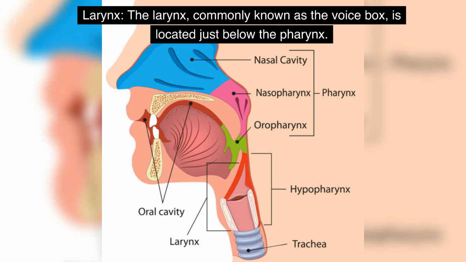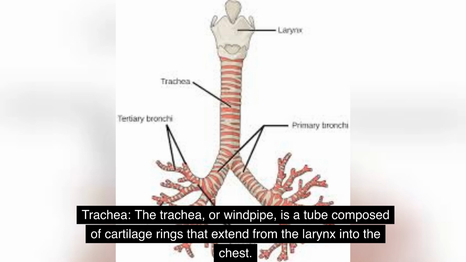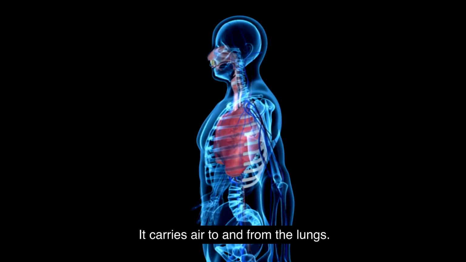Larynx. The larynx, commonly known as the voice box, is located just below the pharynx. It contains the vocal cords, which vibrate to produce sound when air passes over them. Trachea. The trachea, or windpipe, is a tube composed of cartilage rings that extend from the larynx into the chest. It carries air to and from the lungs.